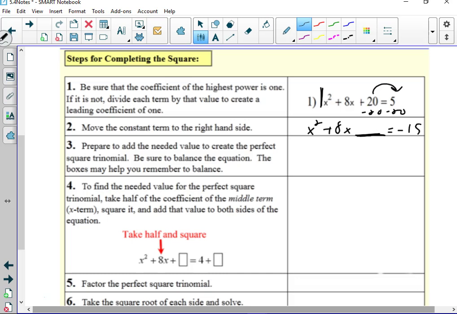Now, prepare to add the needed value to create the perfect square trinomial. Now, this is a very easy step here. To find the value for the perfect square trinomial, take half the coefficient of the middle term. So, half of 8 is going to be 4. So, we're going to put it in square form, x plus 4 equals negative 15.